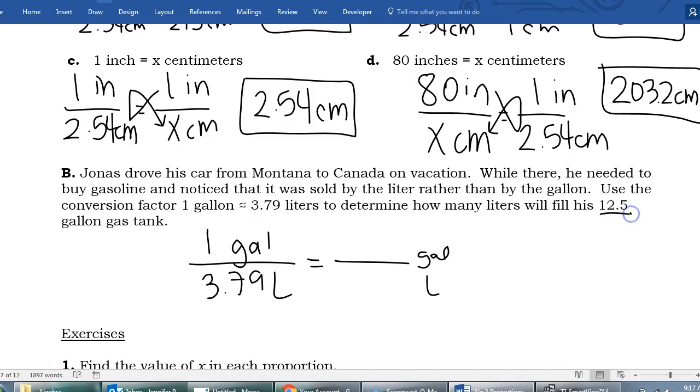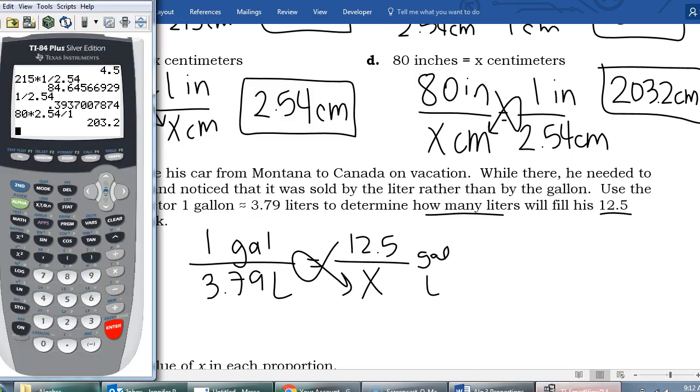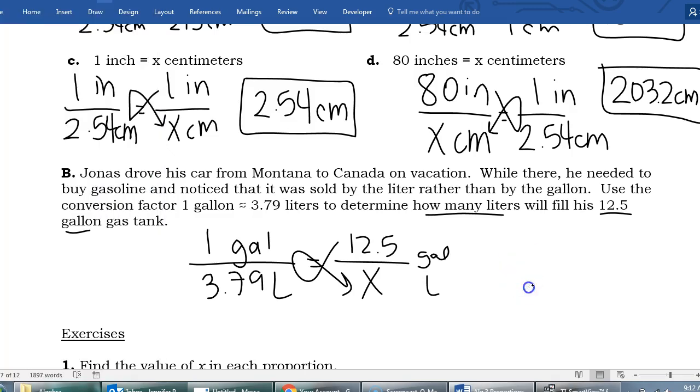So here I see 12.5 gallons. Make sure that goes on the top with my other gallon label. And the question is, how many liters? That's my variable. So when we multiply and divide this way, we'll have 12.5 times 3.79, the extra divide by 1, and we'll know how many liters fit into this gas tank. 12.5 times 3.79, and I got 47, let's round it to 47.4 liters.